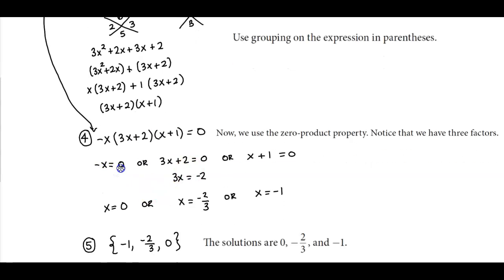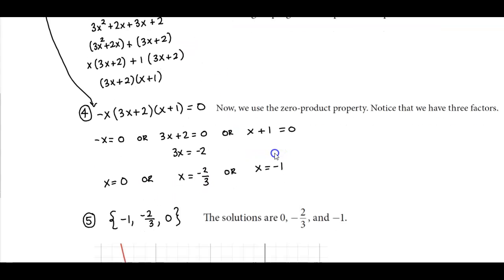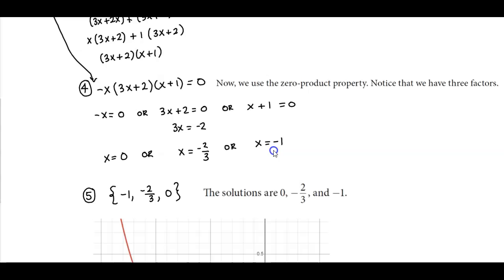We have negative x equal to 0, or 3x plus 2 equals 0, or x plus 1 is equal to 0. When we solve the first one, dividing both sides by negative 1, we get x is equal to 0. The second one, we're going to subtract 2 from both sides and then divide by 3. So x is going to equal negative 2/3. And the last one, we're going to subtract 1 from both sides, where x is equal to negative 1. So now we have 3 solutions: negative 1, negative 2/3, and then 0.